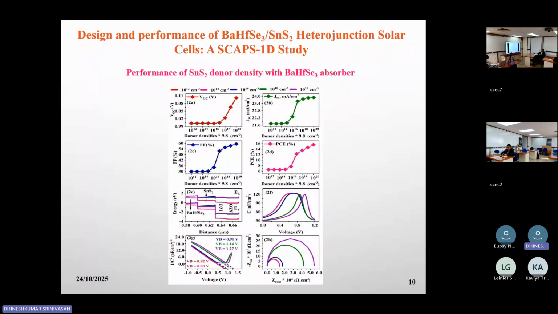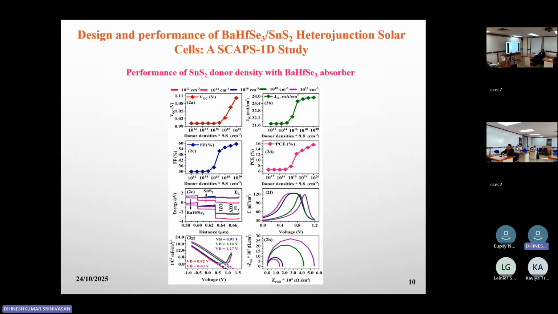The accumulation capacitance is highest at 10^12 centimeter^-3, indicating carrier buildup and high recombination consistent with the large barrier. At 10^20, the barrier is reduced, giving lower accumulation and enabling efficient charge collection. The voltage at which capacitance rises also shifts higher with donor density, confirming a wider depletion region.